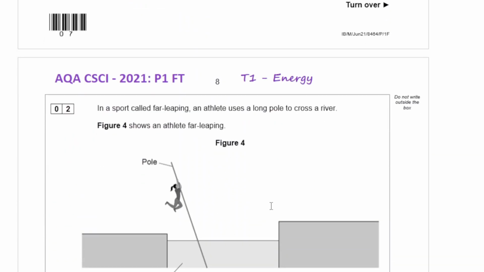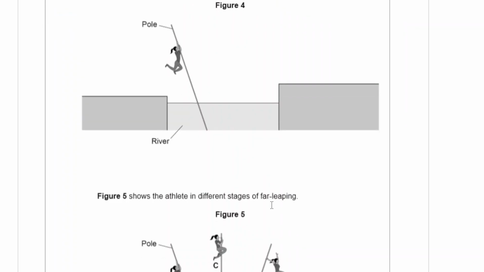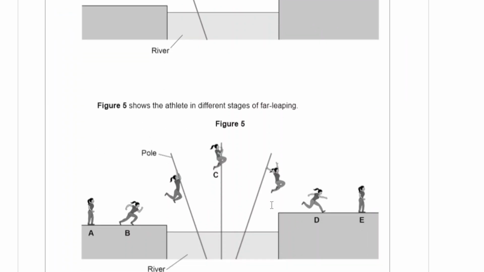Let's have a look at question number 2, which is on the topic of energy. In a sport called far leaping, an athlete uses a long pole to cross a river. Figure 4 shows an athlete far leaping. So you have the athlete holding on to the pole. Okay. Figure 5 shows an athlete in 5 different stages of far leaping.